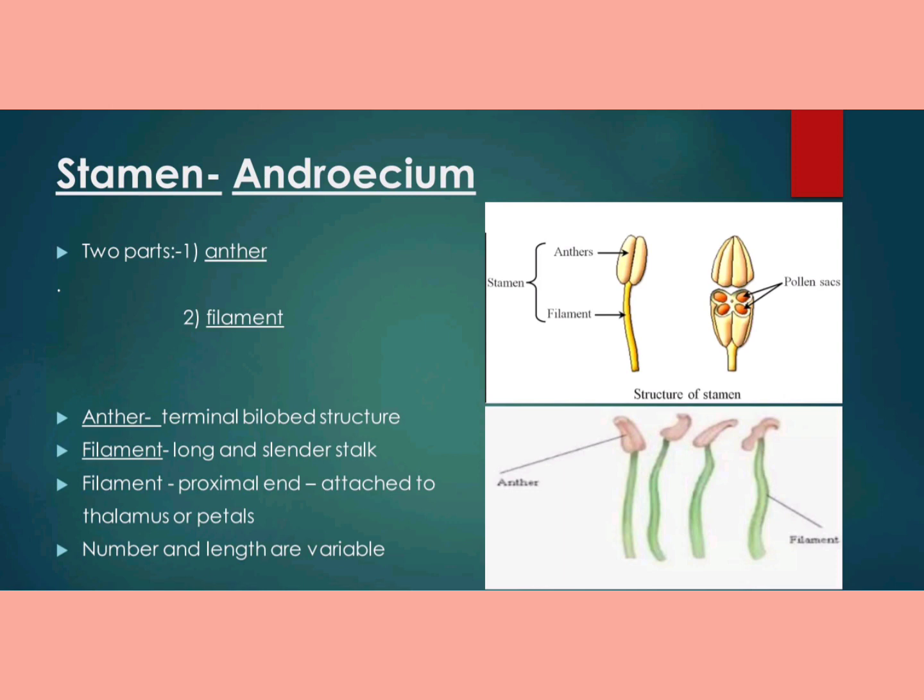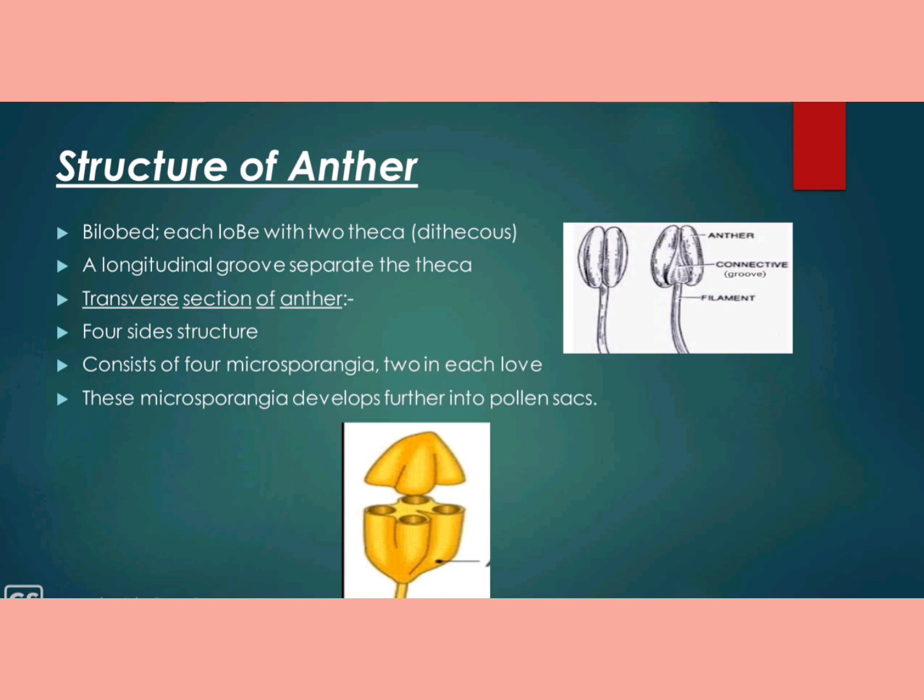There are some flowers with only single stamen. There are few flowers with more than one stamen. Also, the length varies. Also, the shape of the anther varies in different species. A typical angiosperm anther is bilobed with two theca in each lobe, hence known as dithecous. A longitudinal groove runs lengthwise, separating the theca. It is made up of connective tissues.